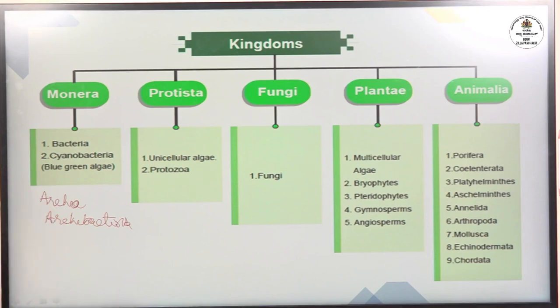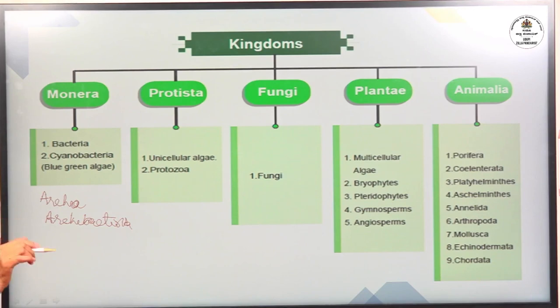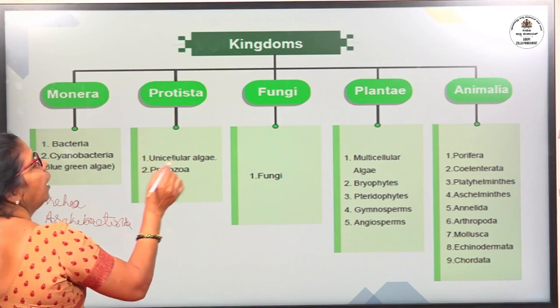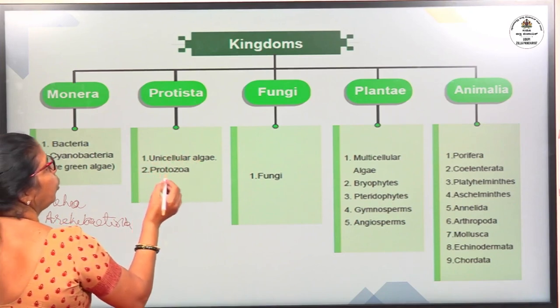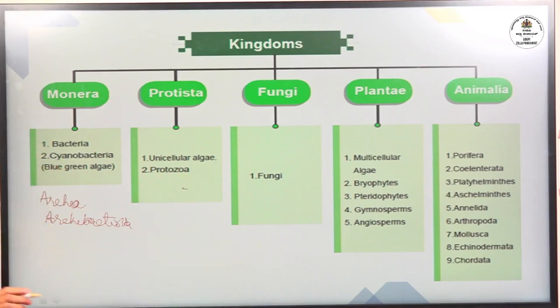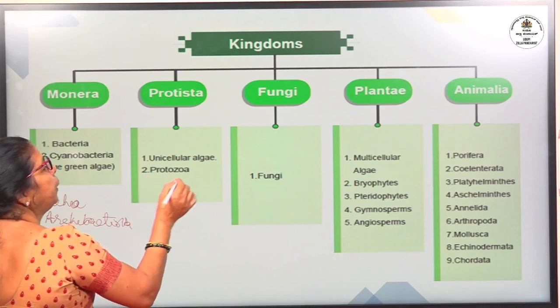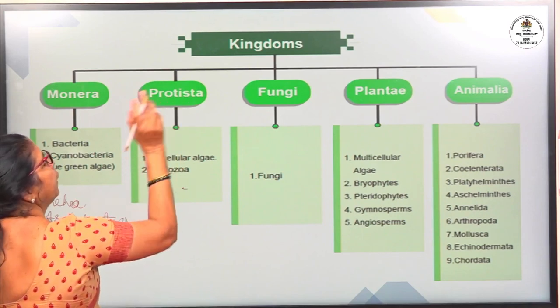So that is archaebacteria. Under Protista, as I said, unicellular eukaryotic organisms, both plant like and animal like. Plant like, that is unicellular algae, and animal like, protozoa, means primitive animals, unicellular animals like paramecium, euglena, amoeba. All these are kept under protozoa. So all unicellular eukaryotic organisms are under kingdom Protista.